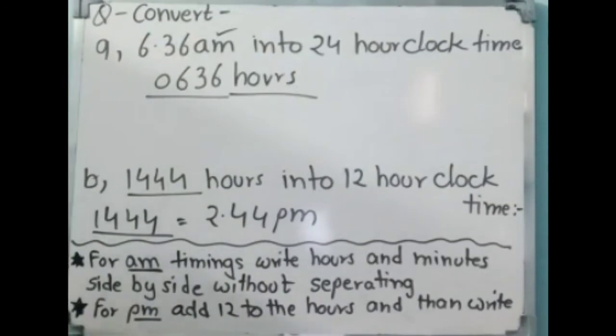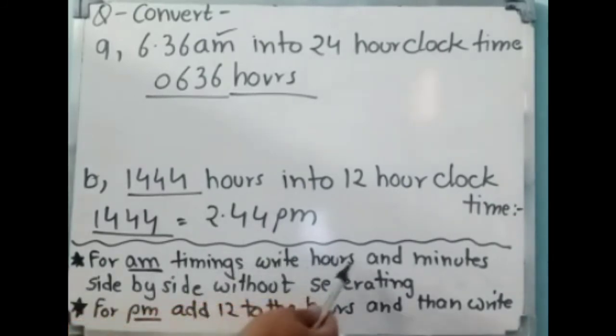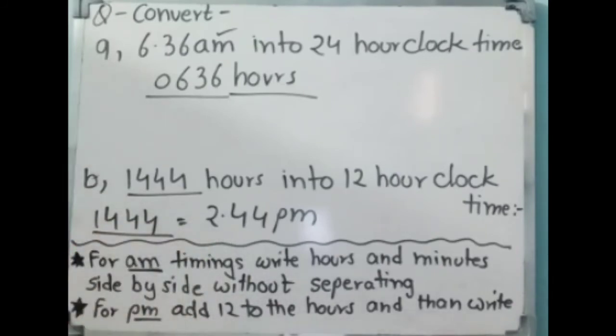So here we have 2:44 PM. What is the timing here? For AM timing, write hours and minutes side by side without separating. For PM, add 12 to the hours and then write. So 1200 plus means that is PM, and 1200 less, that is AM.